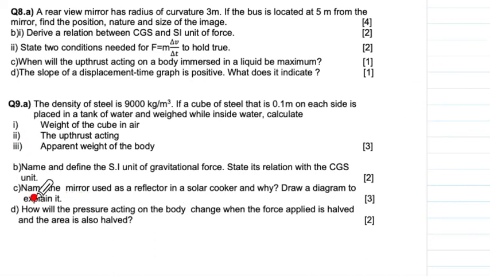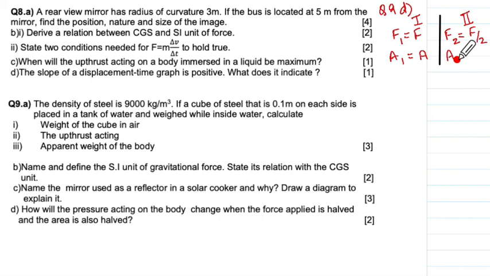Okay. Question 9d. How will the pressure acting on a body change when the force applied is halved and the area is also halved? So let us make the 2 columns, case 1 and case 2. The force applied is halved. So F1 is F and F2 is F upon 2. So we have the force is halved and the area is also halved. So area 1 is, let us say, A. Then area 2 is also halved.